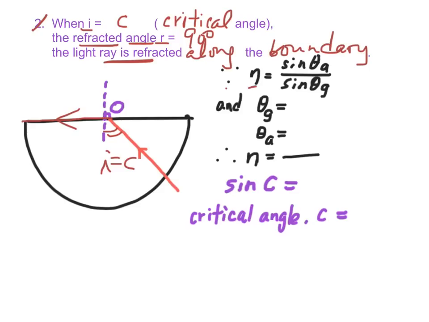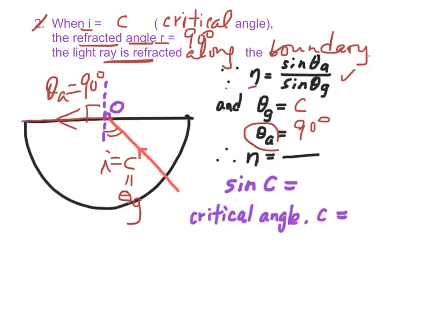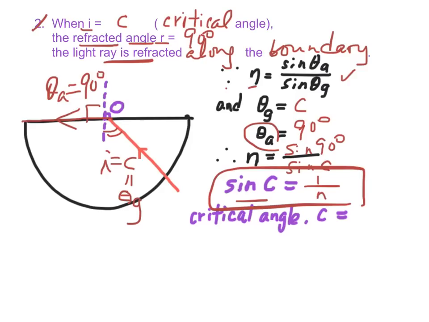Because n equals sine theta A over sine theta G, and theta G equals C, and theta A equals 90 degrees. Therefore, we have n equals sine 90 degrees over sine C, and sine C equals 1 over n. Mathematically, the critical angle of the medium C equals arcsine of 1 over n.